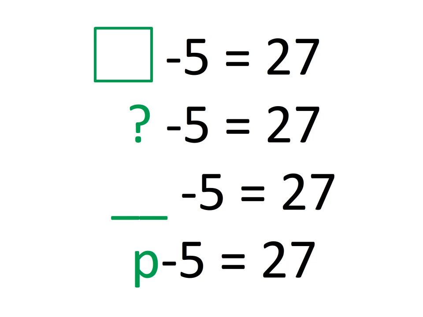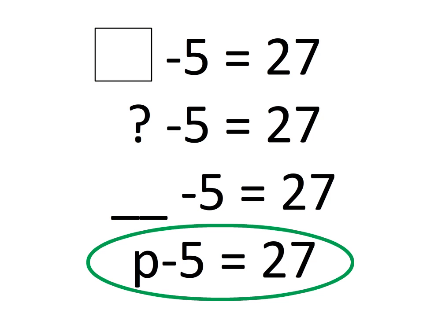So all of these express the same idea. They all say that if I start with some number and then subtract 5, I'll get 27. Later we'll work on how to find what that number is. But for now I just want you to understand that they all mean the same thing and to get used to seeing things that look like the bottom one.